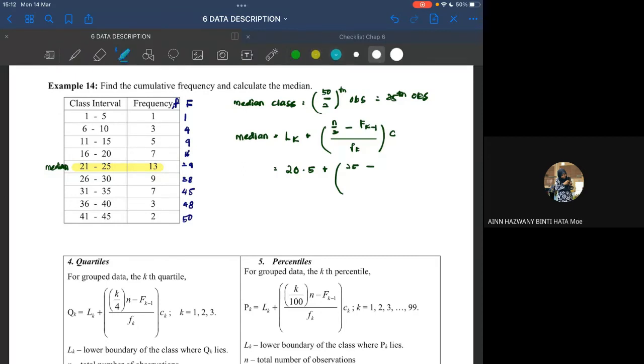So ini kelas kita. Cumulative frequency before ialah berapa? 16. 16. Okay. Cumulative frequency, ini kelas median kita. Tapi kat situ K tolak 1, maksudnya before class. So 16. So here's gonna be 16. Saya highlight lah. Divided by FK ialah frequency kelas kita. So frequency kelas kita ialah 13 lah. Okay, so here's gonna be 13. Okay, class size kita. Berapa class size kita?